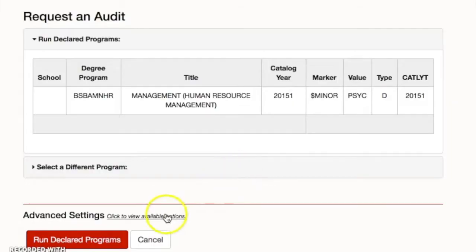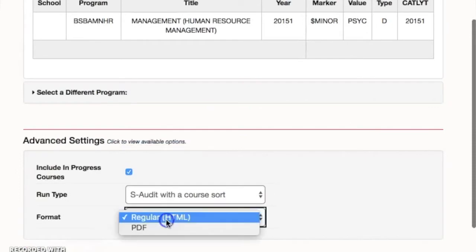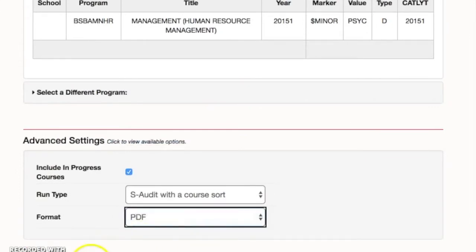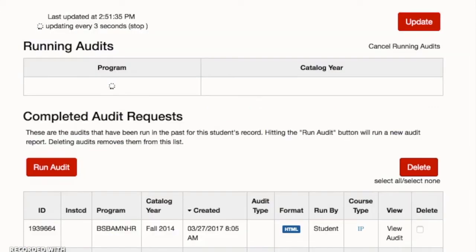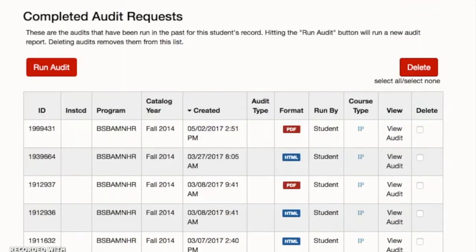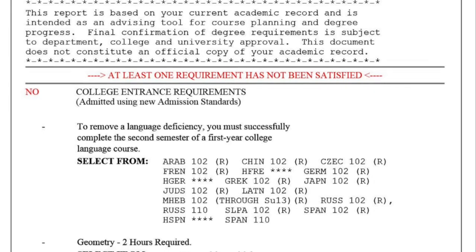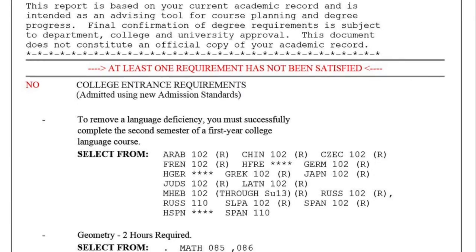There are two different types of degree audits: PDF and HTML. When printing your degree audit off, please print the PDF version. In this tutorial, we will be going over the PDF version of the degree audit. So here on the screen, you can see a copy of what one looks like. We will start by going over the header.